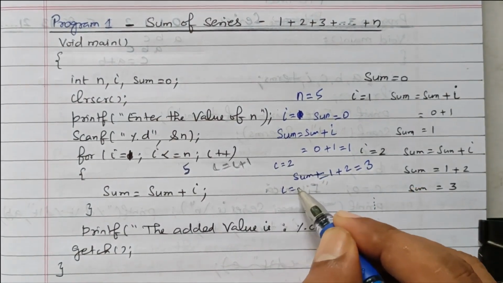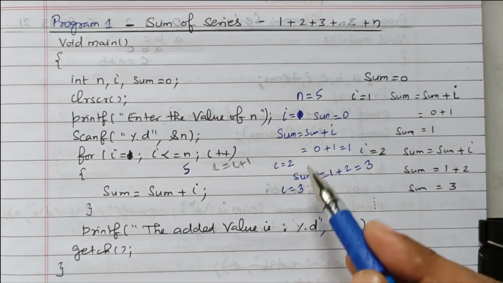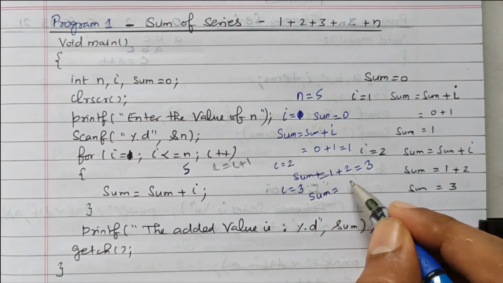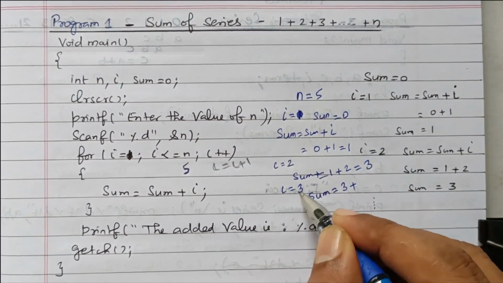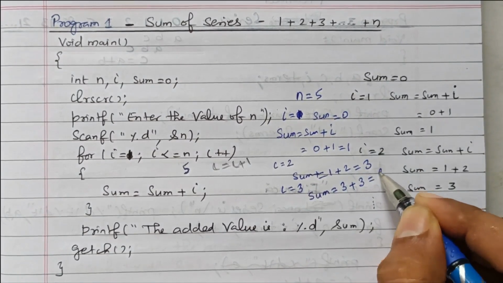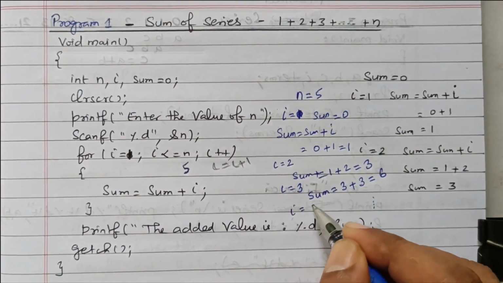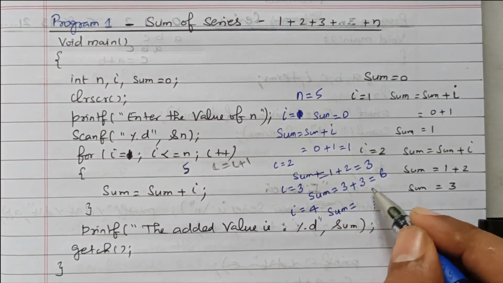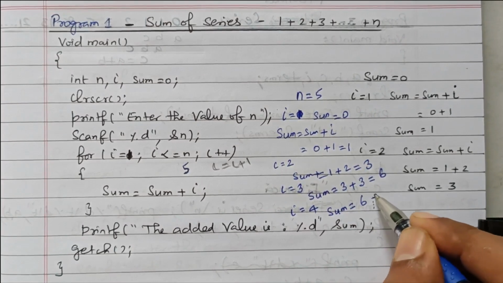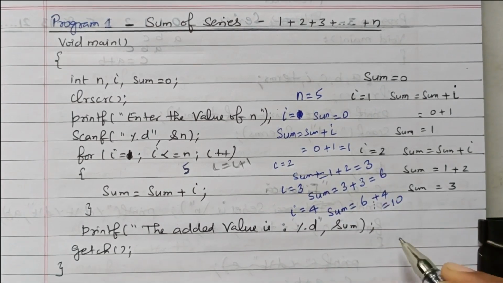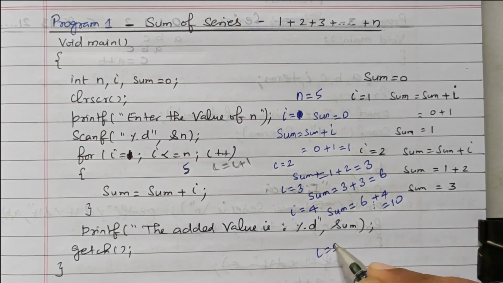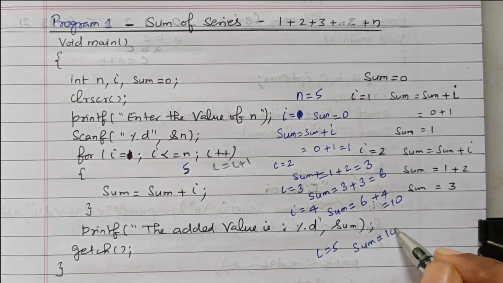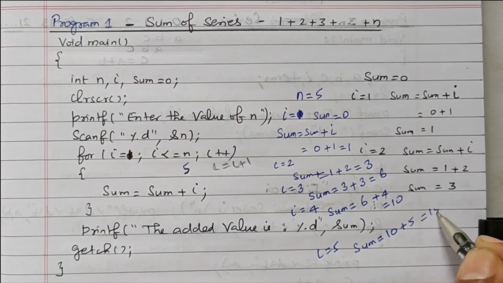Now I becomes 3, incremented. This condition is satisfied: I is less than or equal to 5. So sum equal to sum plus I. Sum is now 3, 3 plus 3, 6. Now I equal to 4, incremented to 4. Sum equal to sum plus I. Now the sum value is 6, so 6 plus 4 equals 10. Again I equal to 5. Now sum equal to sum plus I. The sum value is now 10, 10 plus 5, 15.